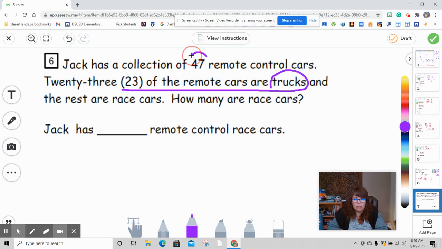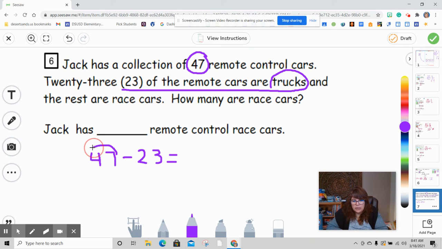Well, we know how many remote cars he has. And if I have 47 cars and I take away the 23 that I know are trucks, I will be able to find out how many are race cars because I want to know the difference. So I'm going to have 47. I'm going to take away the 23 because I already know he has the trucks, but I want to find out how many are race cars. So I have my number sentence.